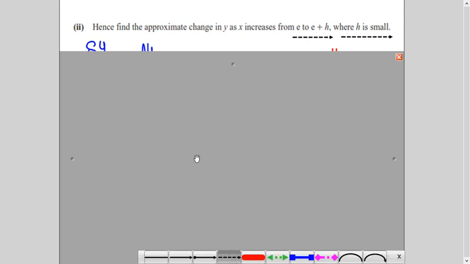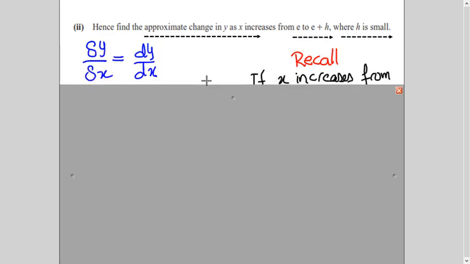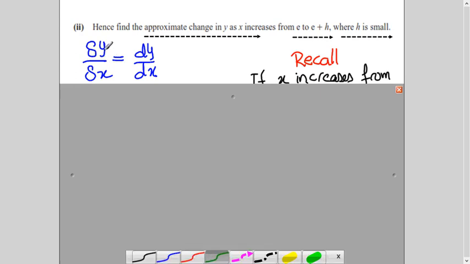Part 2 is saying find the approximate change in y. Now this is important, approximate change. It should help you to recall some formula in your mind, where h is small and x increases from e to e plus h, right? So basically, when we say approximate change in y, it means we are talking about delta y over delta x, which is a small change in y with respect to a small change in x, is equal to dy over dx.